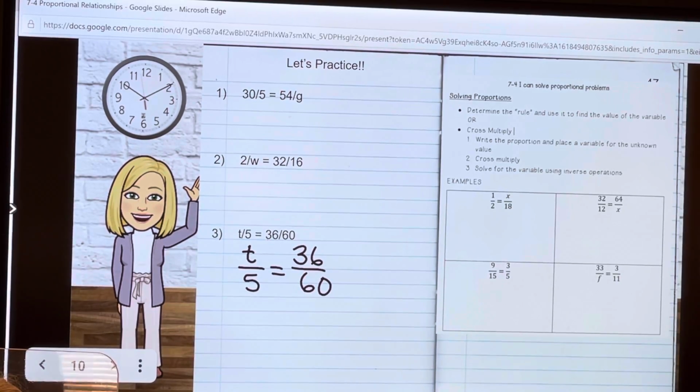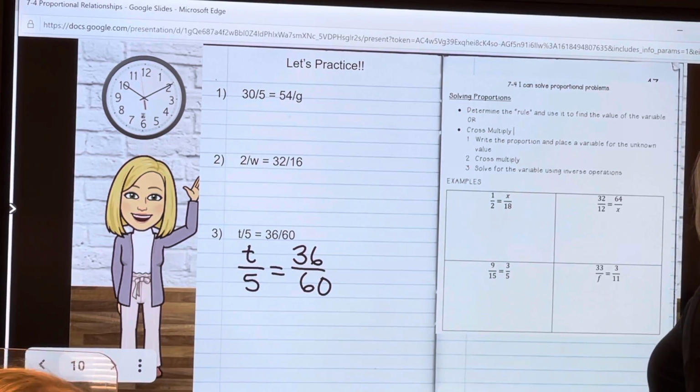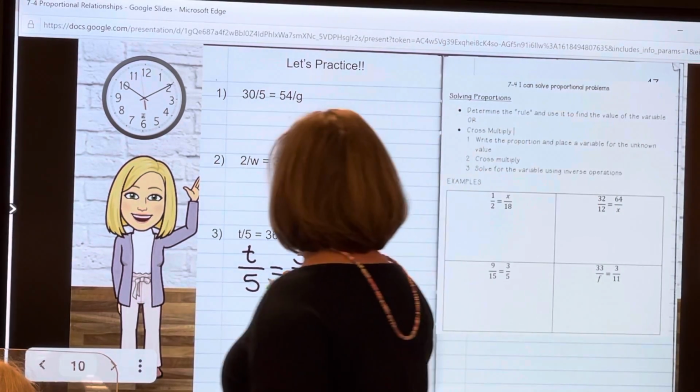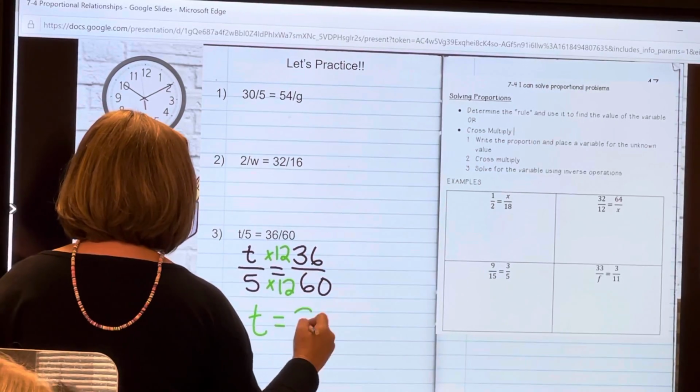So you get from 5 to 60. How do we get from 5 to 60? Times 12. So what times 12 is 36? 3. So T is what? 3.